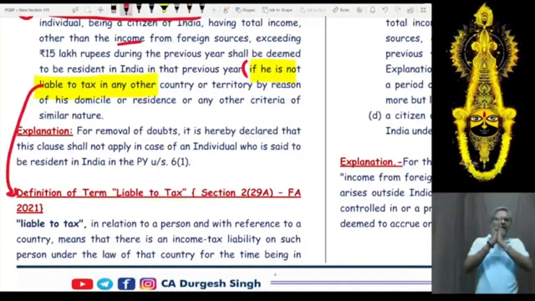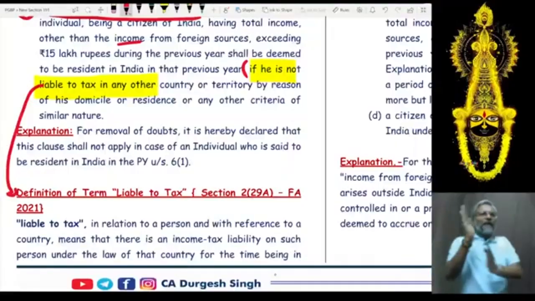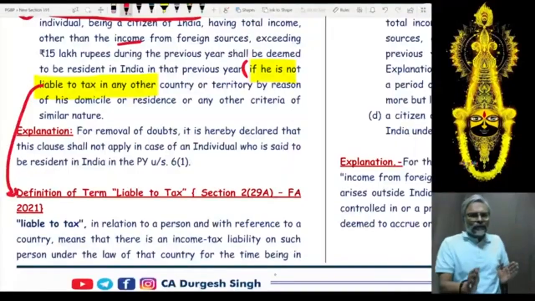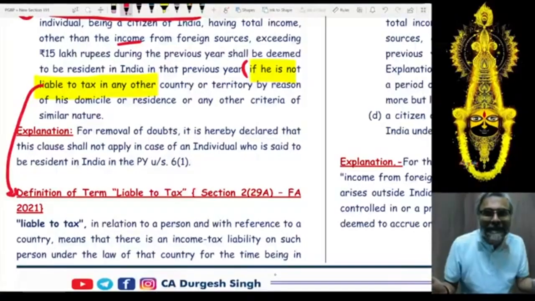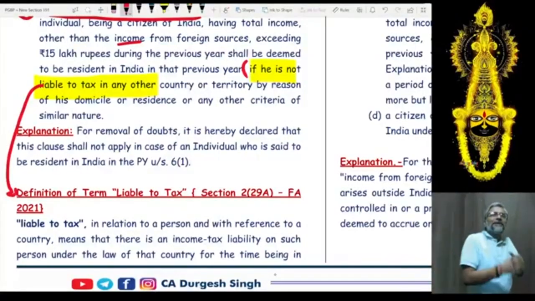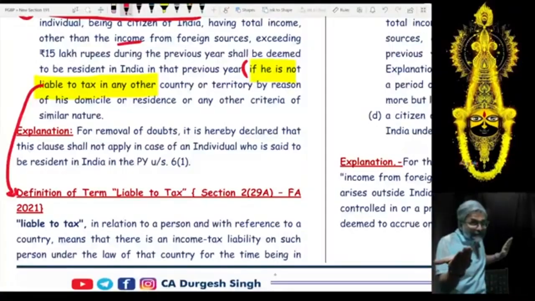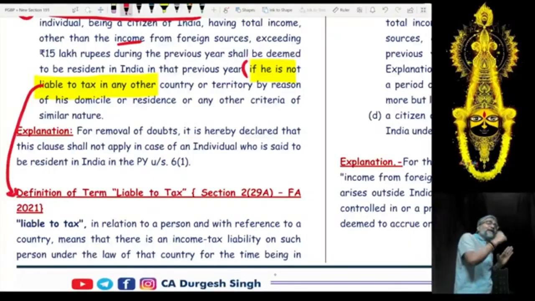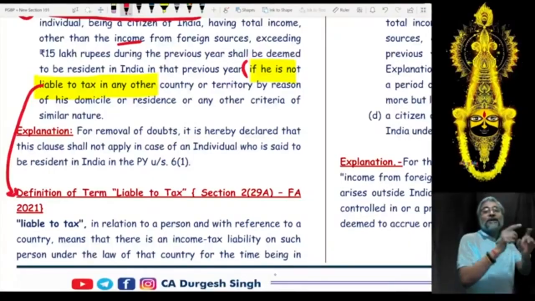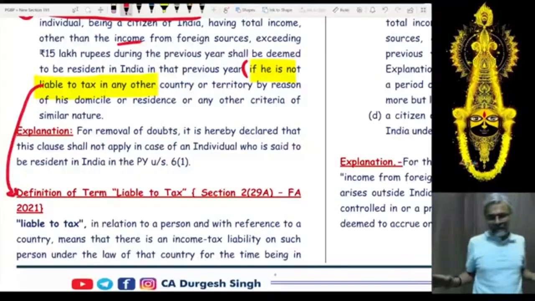The very fact that the exemption was being given to him makes a case of what? It makes a case that he is not liable to pay the tax. Why? Because his tax liability is zero. Why is tax liability zero? Because exemption was being given to him. So he's not liable to pay the tax. But is he liable to tax? Answer is yes, because his income was chargeable.